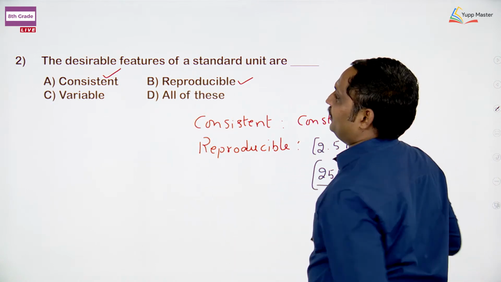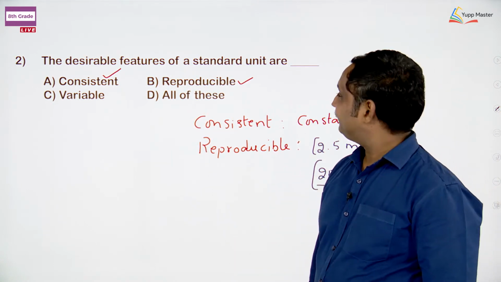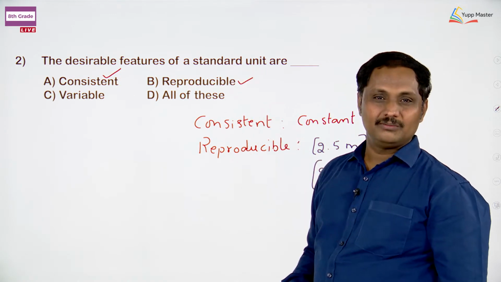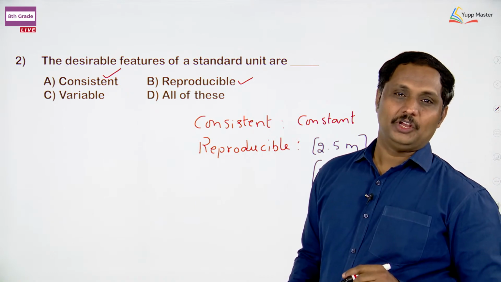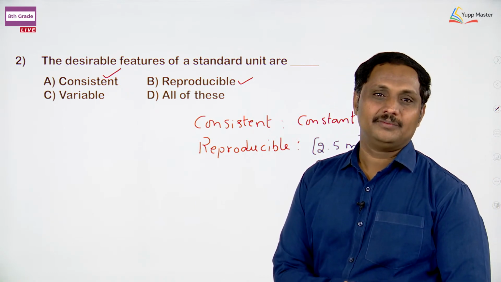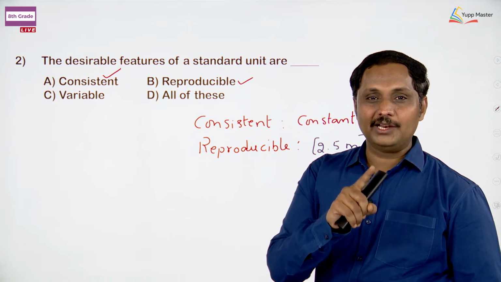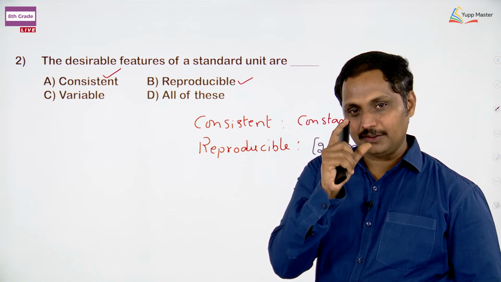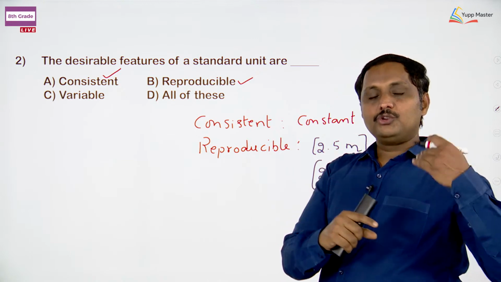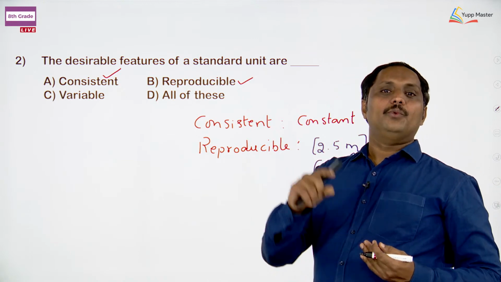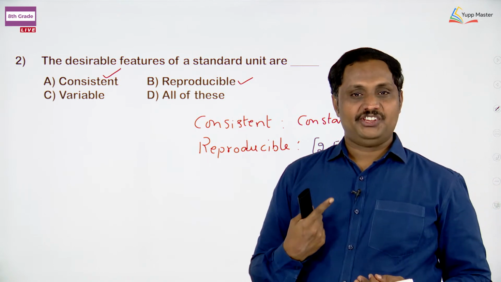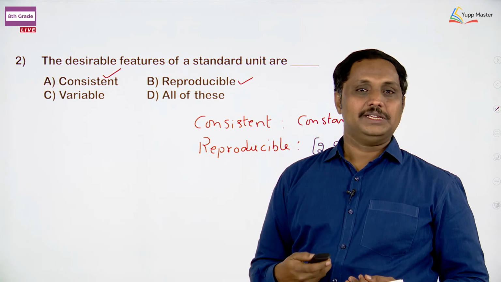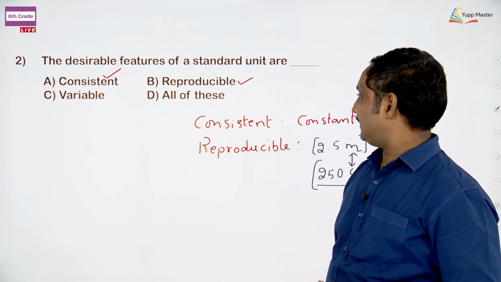These two are correct, first one is correct, but variable is not correct. Consistent and reproducible. The magnitude is going to change if you take the weight of a person from place to place; its value, its magnitude, changes. If you take it from one planet to another planet in the universe, the weight is going to change. That's a value, it's going to change, but units are going to be the same. Very clear? Now let's go for another one.